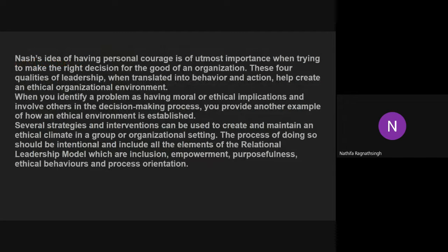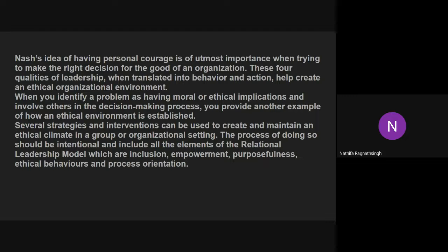As mentioned in the previous slide, Nash's idea was that personal courage is of utmost importance when trying to make the right decision for the good of an organization. These four qualities of leadership, when translated into behavior and action, help create an ethical organizational environment. When you identify a problem as having moral and ethical implications and involve others in the decision making process, you provide another example of how an ethical environment is established.